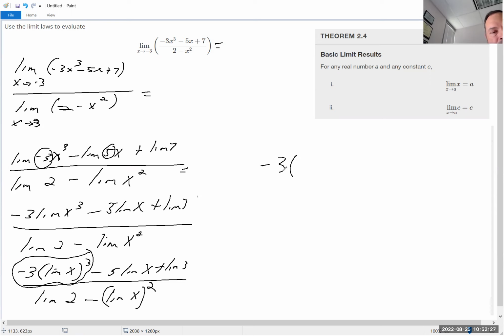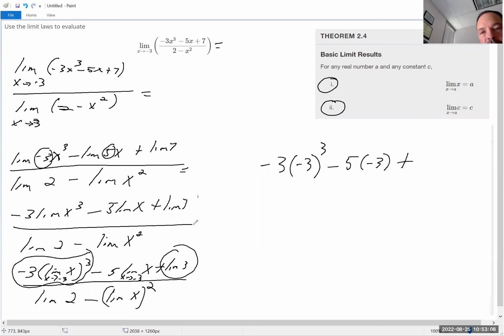So this is -3, and then as x approaches, I gotta bring that back, -3. So this is -3 to the third power. So I'm using this rule. Minus 5. I'm going to bring back the as x approaches -3 piece. So this is also going to be a -3, except this one doesn't have the cube part. And then I'm going to use this rule with this. So that's just a 3.